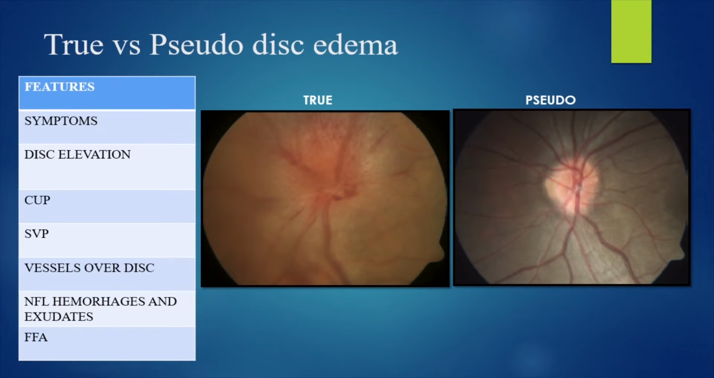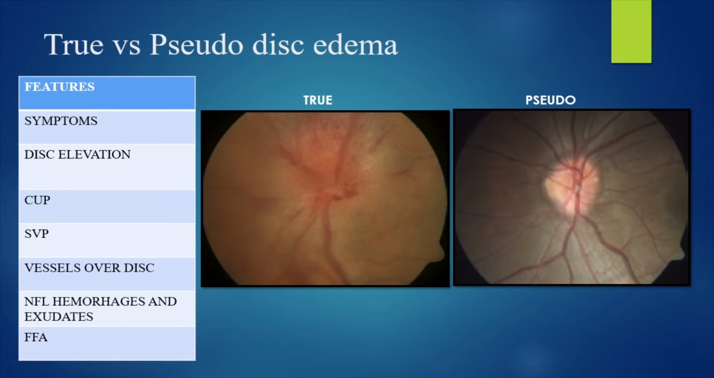Okay. So in true disc edema, the patient is going to be symptomatic. He's going to complain of defective vision or field of vision, and other issues which come along with that. In pseudo disc edema, usually the patient is asymptomatic. He usually walks in for a regular eye examination. The disc elevation, that is the RNFL elevation along the disc, extends beyond the disc margin in case of true disc edema, but not so in pseudo. It is confined to the disc.